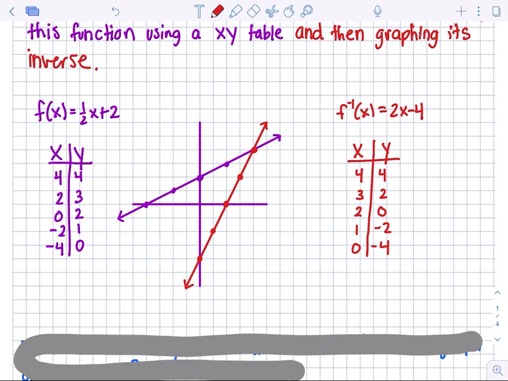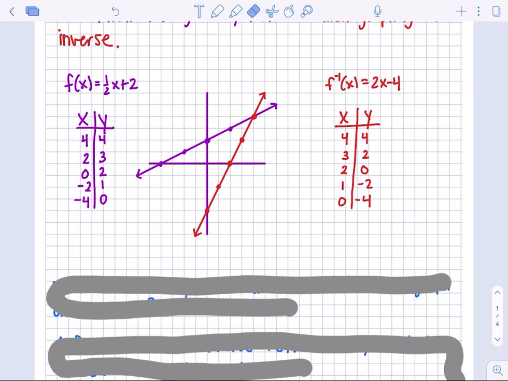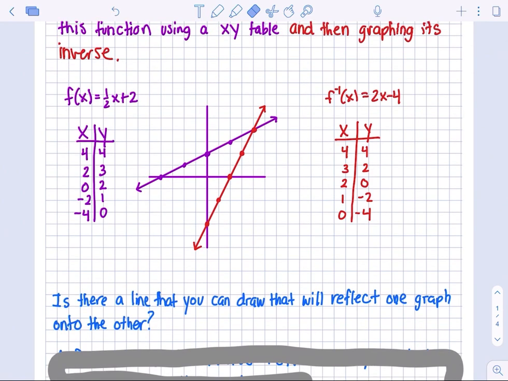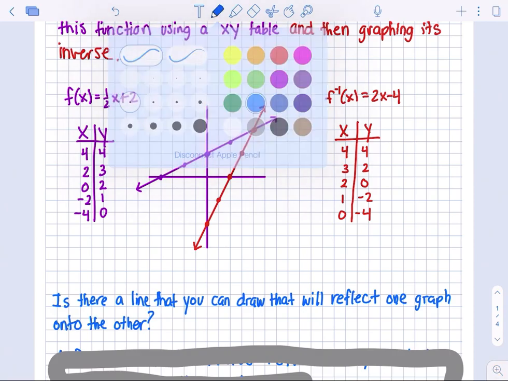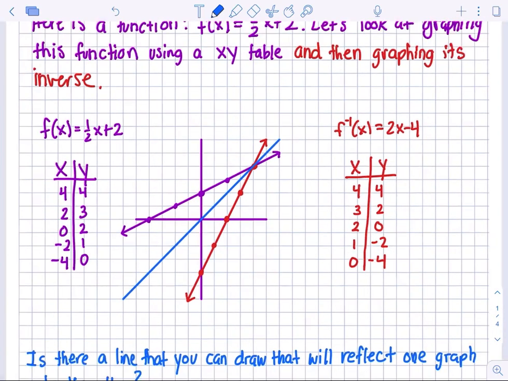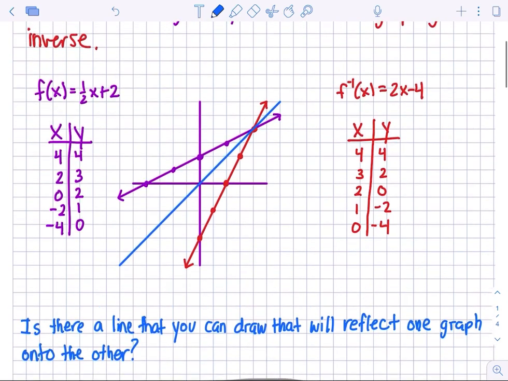Now, let's talk about this, okay? When you take a look at these two graphs, is there a line that you can draw that will reflect one graph onto the other? Is there some imaginary line that you can draw that will reflect one of the graphs onto the other? Well, if you take a look, it is exactly this line, this blue one, that it reflects over.